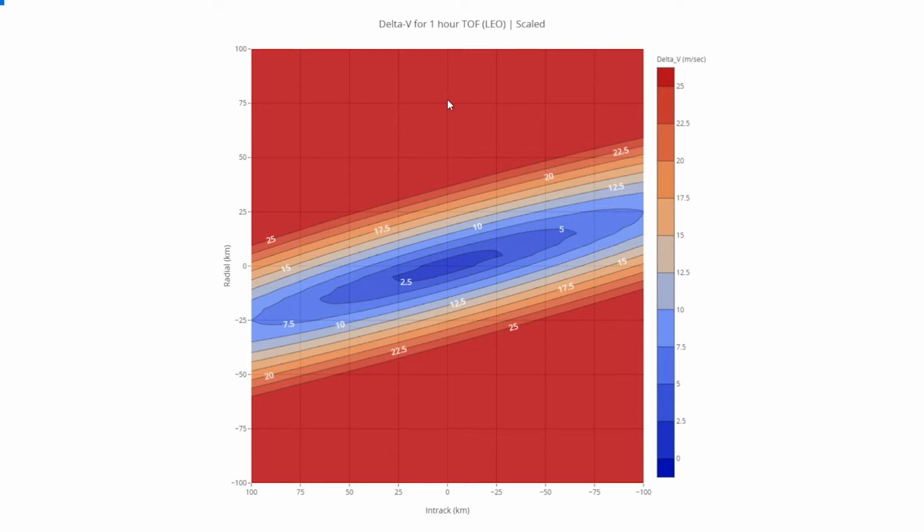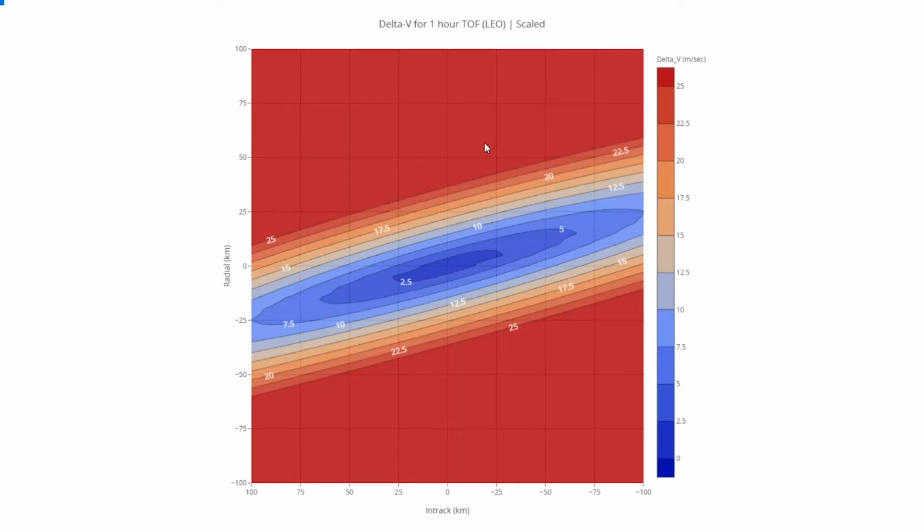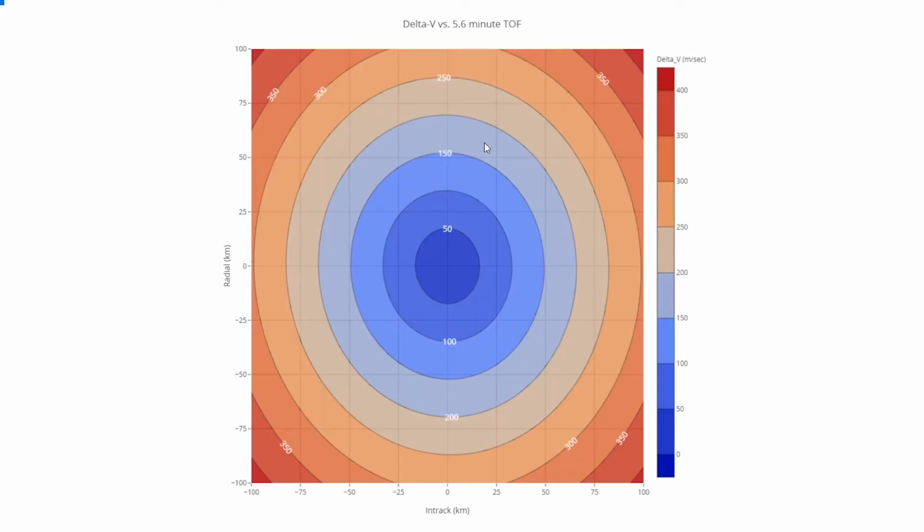There is a way to get a fully symmetric delta V chart for LEO. You basically have to scale to 1/24th of the orbital period. So this is 1/24th of GEO's orbital period. 1/24th of a low Earth orbiting satellite's orbital period is going to be around 6 minutes. So here's a 6-minute time of flight, approximately 5.6 minutes because of the orbit that I chose, for a LEO satellite. And as you can see, it's perfectly symmetric and significantly more expensive than the 1 hour time of flight for GEO. So if you want to move in forced motion at low Earth orbit, you're going to have to spend significantly more delta V.